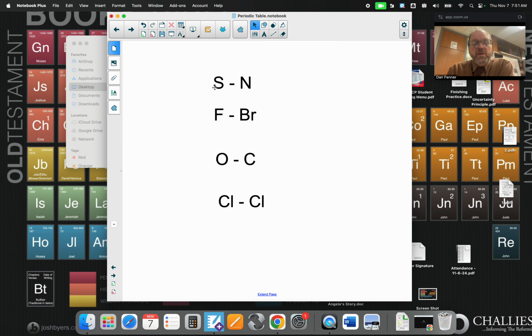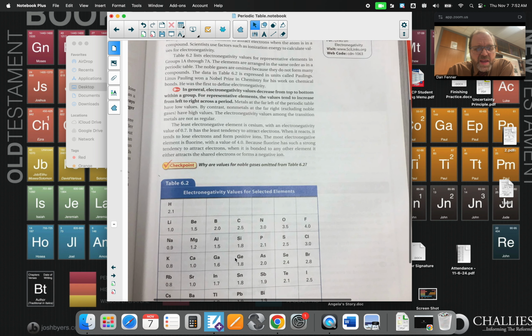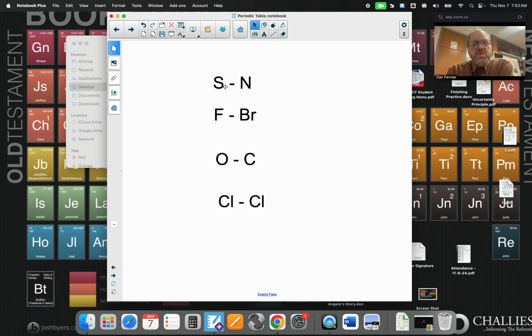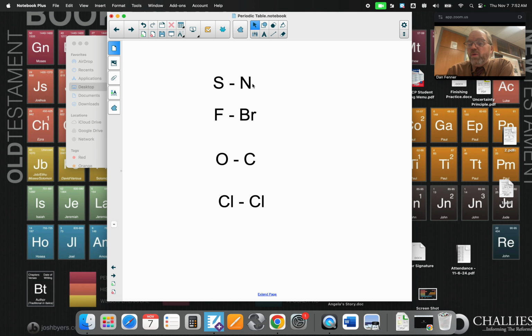So we come over here, sulfur and nitrogen. Sulfur down here is, where is sulfur? Right there, 2.5. Sorry, I did the wrong one there. I did down here, fluorine and bromine. All right, sulfur. Let's go back again, wrong way. Sulfur is 2.5. Nitrogen is 3.0. So therefore, of the 2 of those, nitrogen will be pulling stronger.